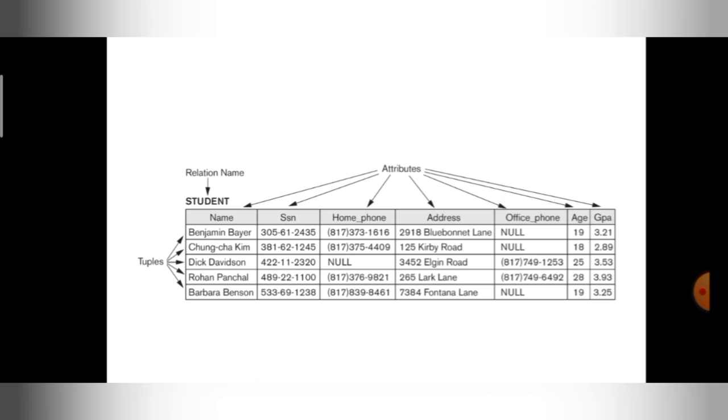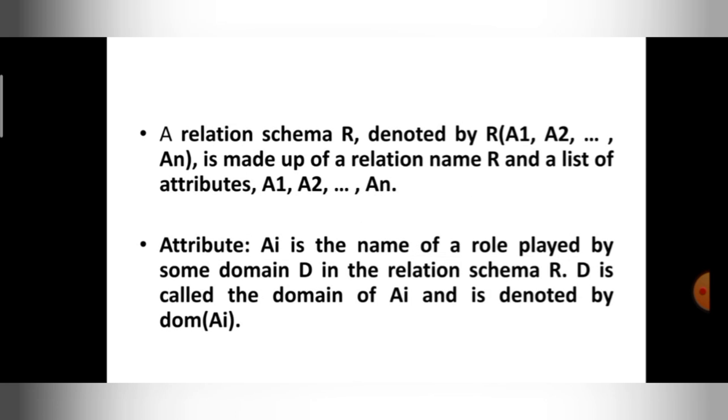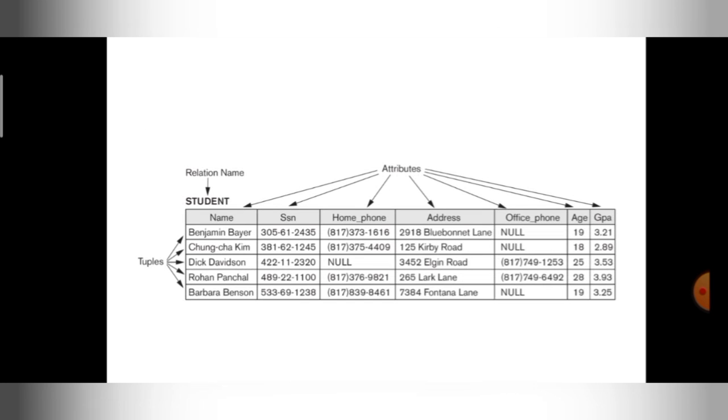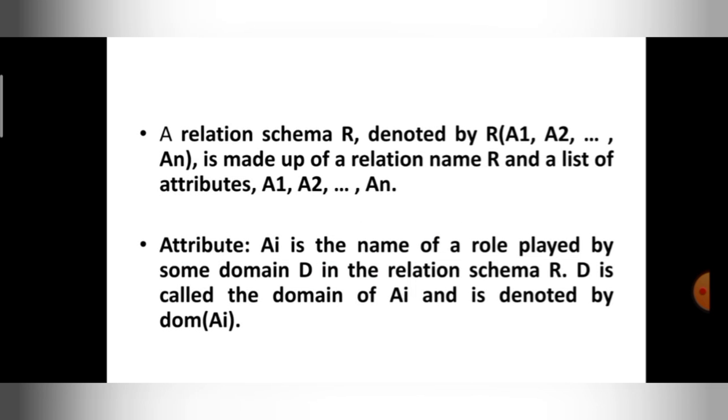Here how many attributes are there? 7 attributes are there. A1 up to A7. R is what? A relation, student. I can denote the relation table like this. AN means I can include any number of attributes I want. I can add any number of columns I want. Hope you are understanding, guys.